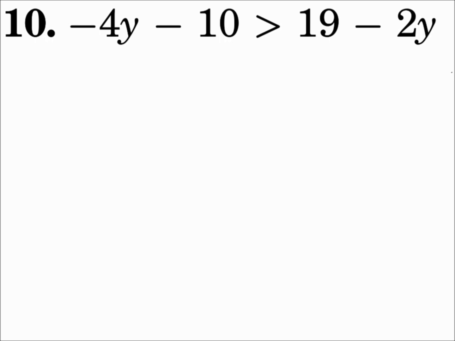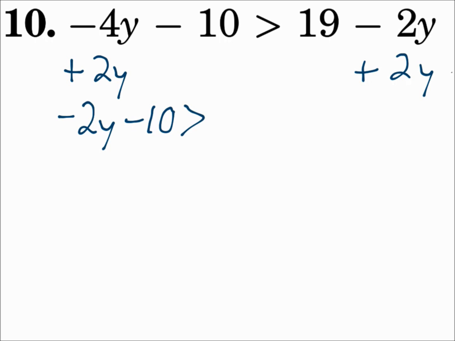We have a negative 4y and a negative 2y. I'm going to move the negative 2y. Do the opposite and add it to both sides. Could you move the negative 4y instead? Yes, but we're going to do it this way. Negative 4y plus 2y is negative 2y, minus 10. On the right, the 2y's cancel, leaving 19.